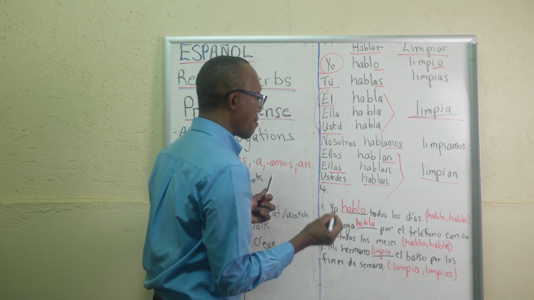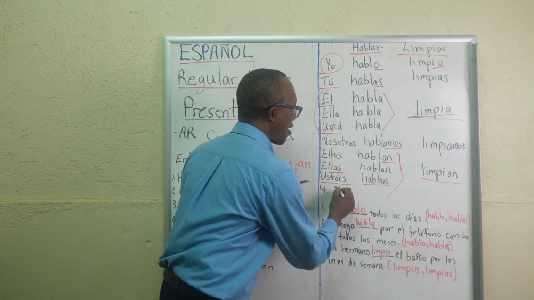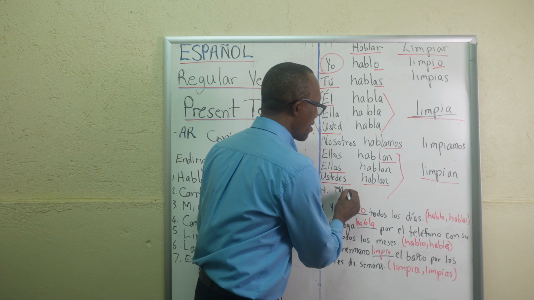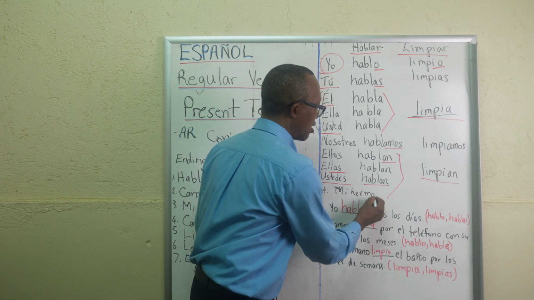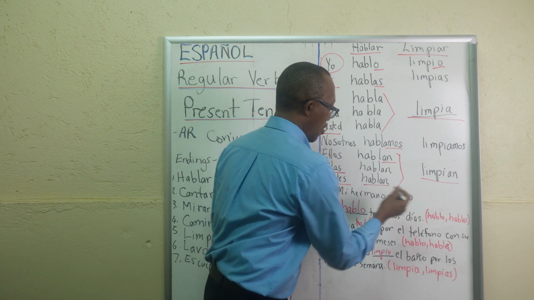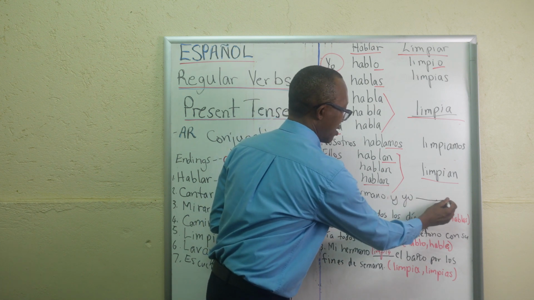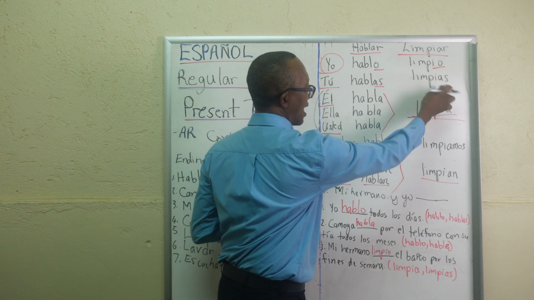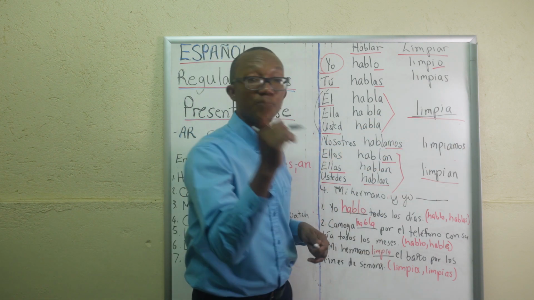So let's say my brother and I. This is where it gets very interesting and sometimes students make mistakes. My brother, mi hermano y yo. Now, are we going to have limpio, limpias, limpiamos, or limpian? What do you think?